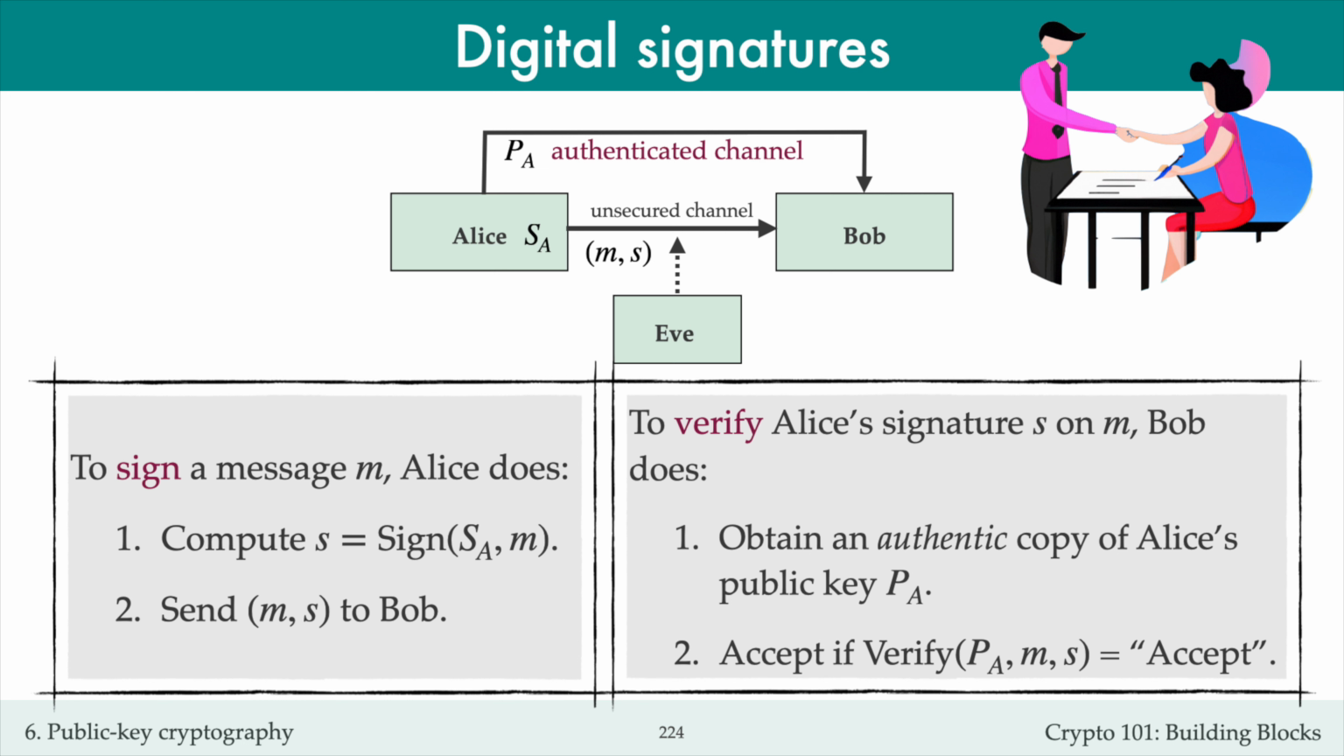You should also appreciate the importance of Bob having an authentic copy of Alice's public key. If Chris signs a message using Chris's secret key, and Bob then verifies the signature using Chris's public key, but Bob mistakenly thinks that he's using Alice's public key, then Bob will conclude that Alice signed the message, when in fact Chris signed the message. So authenticity of the public keys is very important.